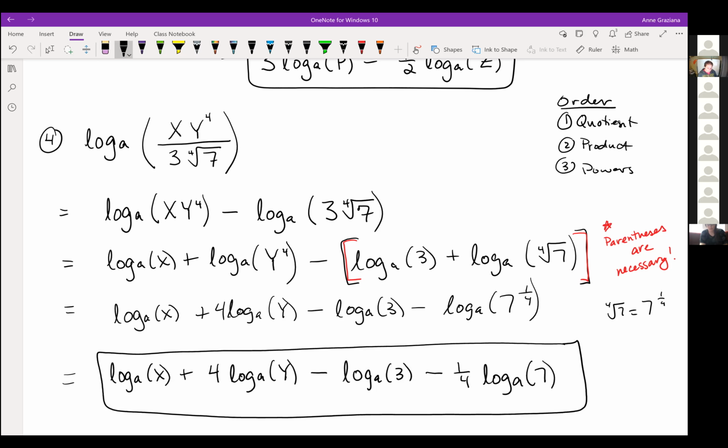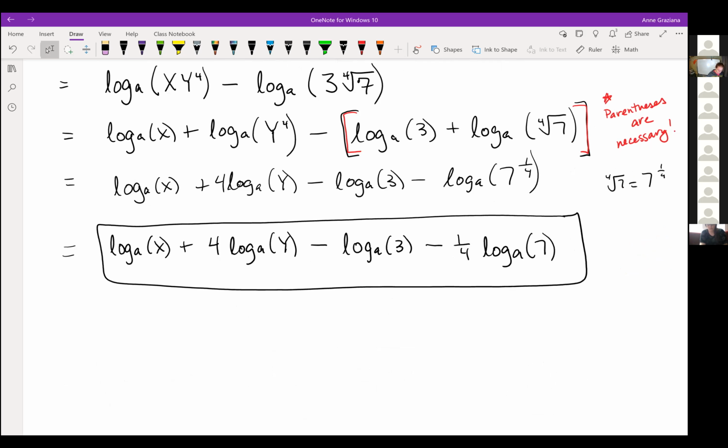All right. Now we're going to practice going the other way. This is what I was talking about. Instead of expanding, we're going to condense it into one log. So let's do some of those. So express as a single logarithm.